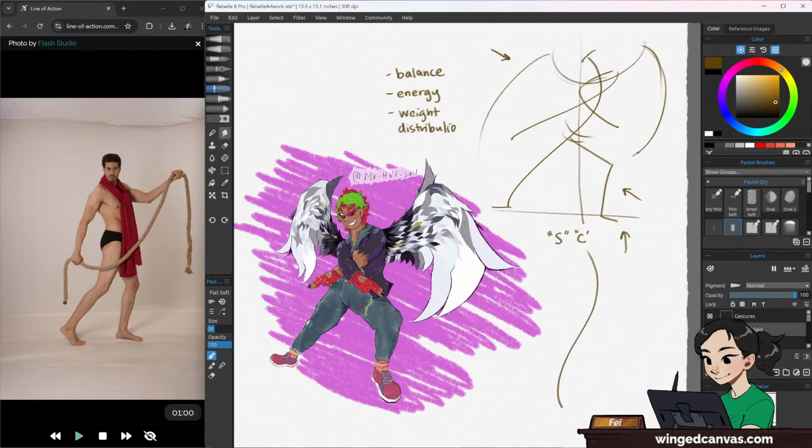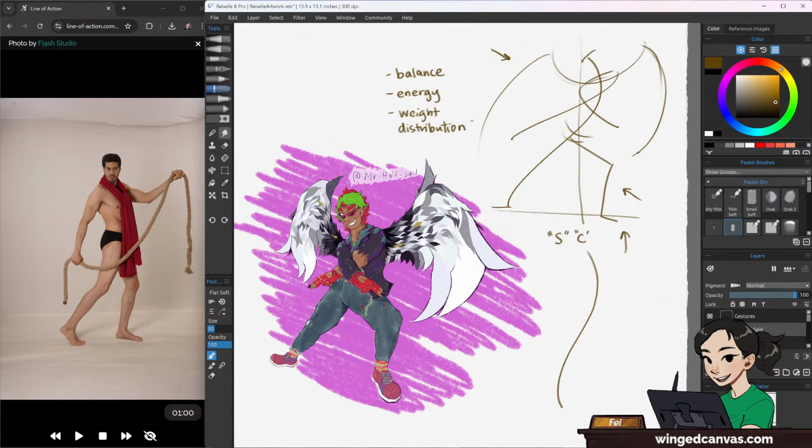Weight distribution. You're probably not thinking about weight distribution at all. The first time I actually thought about weight distribution was when my figure drawing teacher said, okay, everybody stand up. I want you to do this experiment with me. If you're sitting down, just stand up. Just shift your weight from one foot to the other. You'll notice that when you have your weight on one foot, your shoulders automatically tilt to balance your pose.